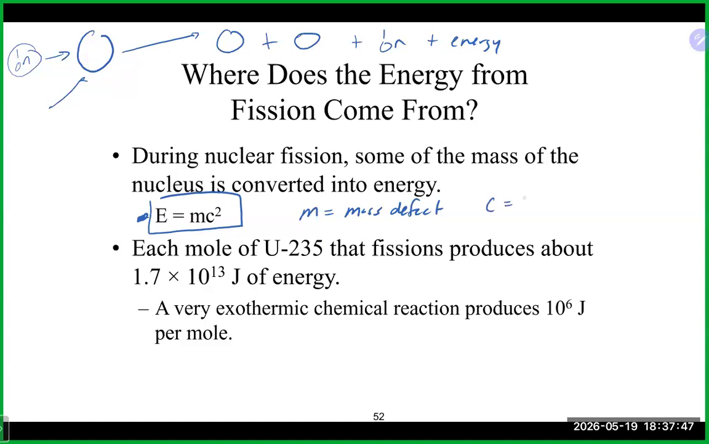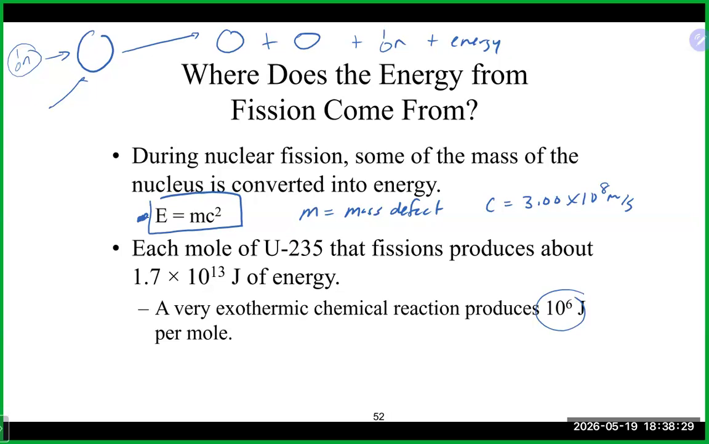And c is the speed of light. I'll go with 3 times 10 to the 8 meters per second, or you can go with 2.997 if you like that number. So, for example, a mole of uranium-238 that goes through fission will produce something like 1.7 times 10 to the 13 joules of energy. If you compare that to a very exothermic chemical reaction where we're just breaking and making bonds, it only produces about 10 to the 6th joules of energy. So you do get a lot more energy output in a fission reaction.